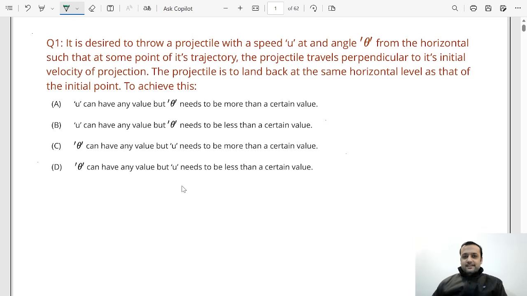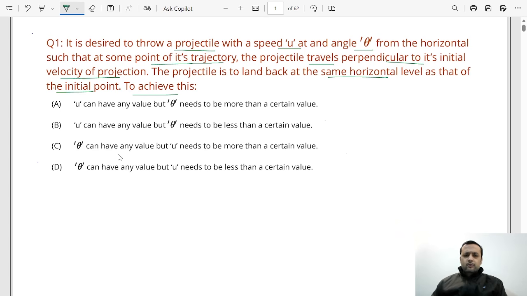The first question is from projectile motion, as you can see over here. There is a projectile that has been thrown at a speed u at an angle theta from the horizontal. It says that at some point of its trajectory, the projectile travels perpendicular to its initial velocity of projection. The projectile is to land back at the same horizontal level as the initial point. To achieve this, u can have any value, but theta needs to be more than a certain value.